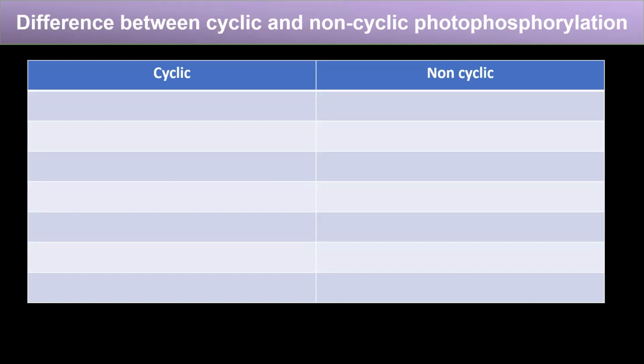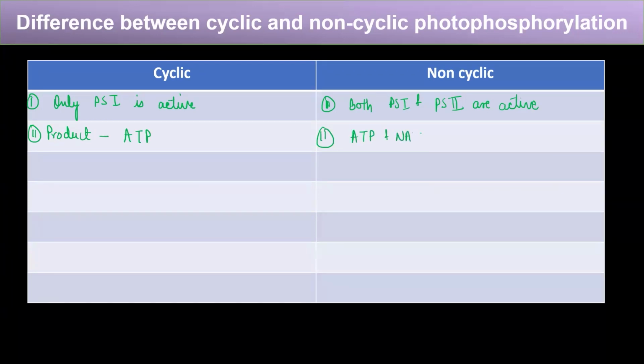But before, let's quickly discuss the difference between cyclic and non-cyclic photophosphorylation. So let's write: in the case of cyclic phosphorylation, which photosystem is active? Only PS1 is active, while in the case of non-cyclic phosphorylation, both PS1 and PS2 are active. Now, second, if we talk about the product, in cyclic phosphorylation we saw only ATP, while in non-cyclic, the products are both ATP and NADPH. Together, ATP and NADPH are known as assimilatory powers.